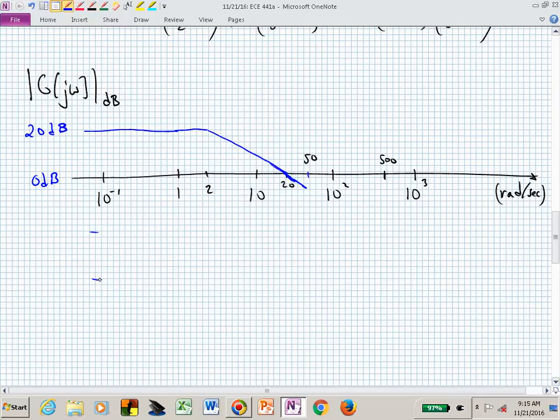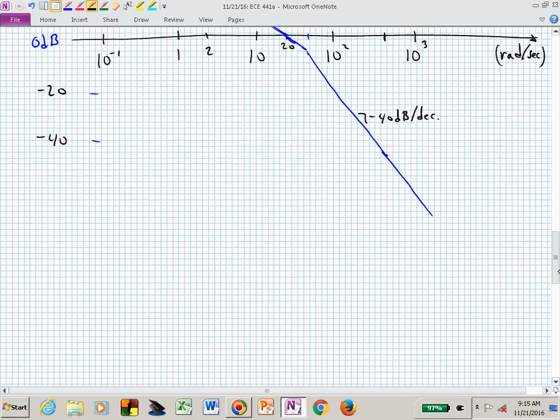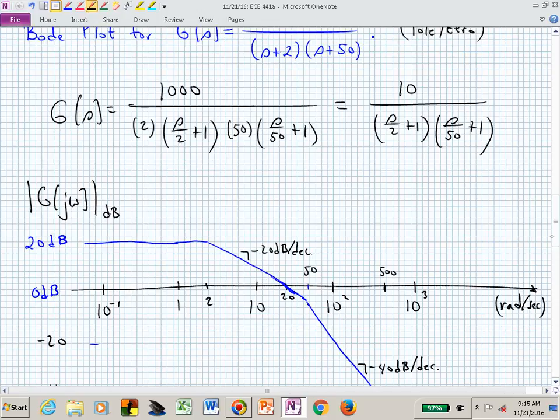Here's, let's say, 20, 40. Let's now say it's about here. And that's supposed to be a sharper slope. And then at that point, from there on, I don't change. This is now, because I only have the two pole factors, minus 20 dB per decade, and this is minus 40 dB per decade. That's the magnitude.